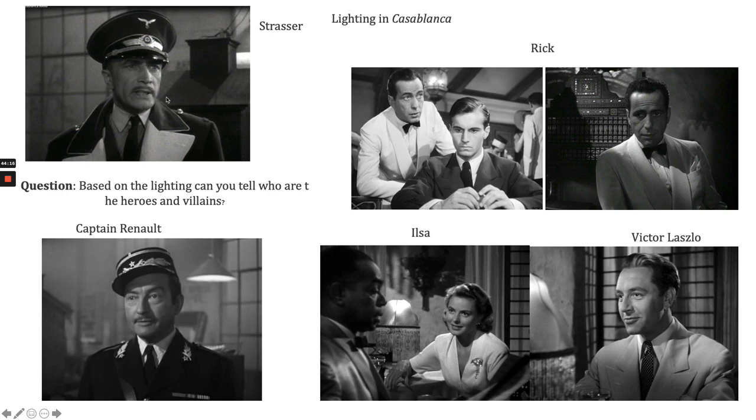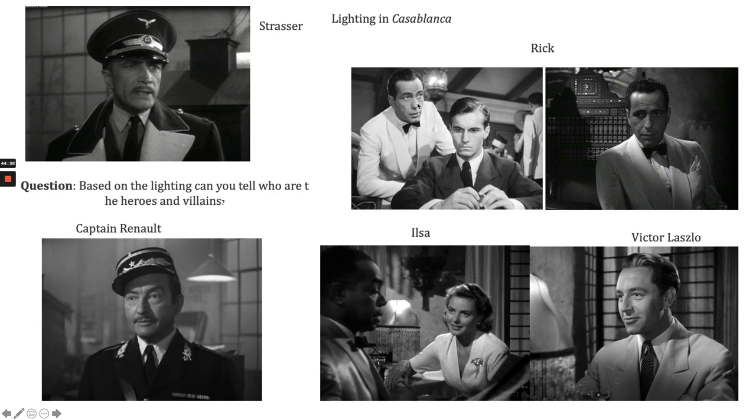Again, you can kind of tell that the key light in this particular shot's coming from the right-hand side, and then there's a low fill light on our left-hand side. Same kind of idea with Renault, but this time the key light is on our left-hand side and the fill light's on the right-hand side. So again, where is he at? Is he good or bad?